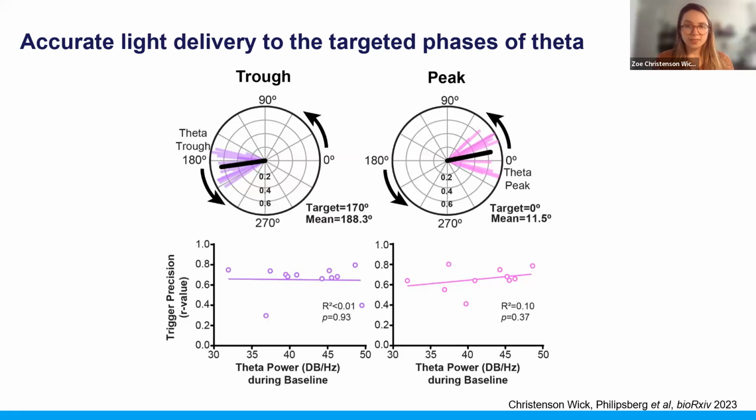But I do want to emphasize here that as theta power would approach 0, we would absolutely see terrible accuracy emerge, because the Hilbert transform is going to work to try and find phases in an oscillation, even if that oscillation isn't actually there. But within these physiological ranges, the light deliveries are occurring equally precisely during running for both trough and peak targeted stimulation.